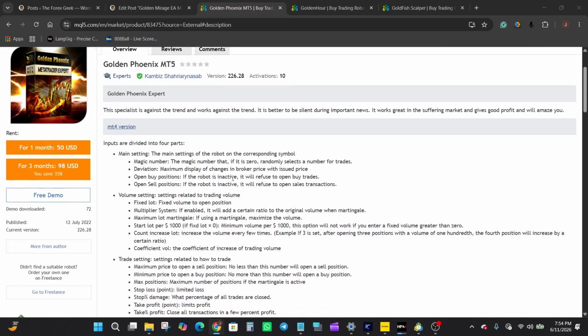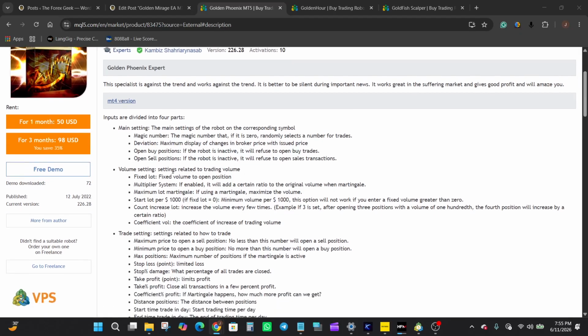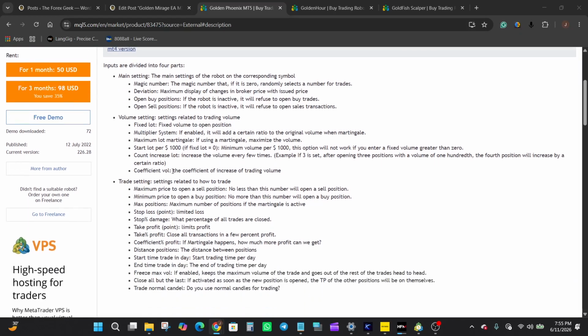And as we move through the settings section, we can get a better understanding of how the EA is configured. The main settings include options such as magic number, management, trade execution, deviation, and controls for enabling or disabling buy and sell positions independently. These settings give traders flexibility when managing how the EA interacts with the market.